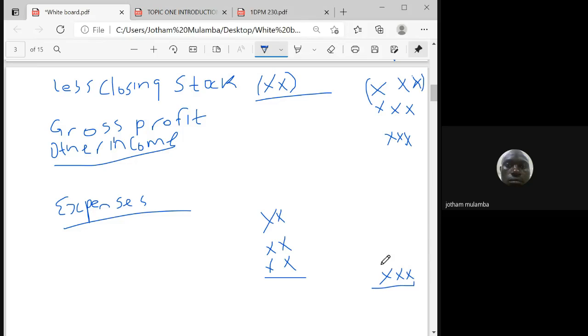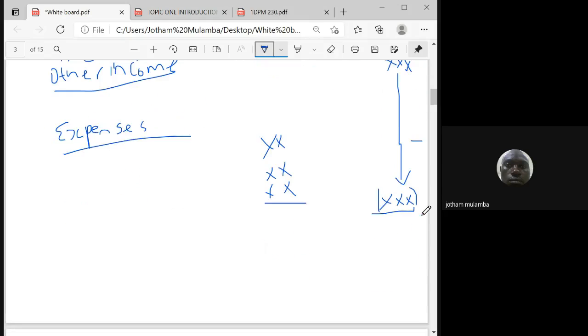Then we subtract it from gross profit. So when we subtract, the figure we get, we refer to it as net profit. Net profit. So at that point we would have finished the income statement. That's how we maintain an income statement.